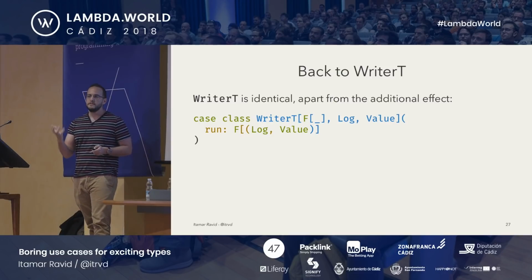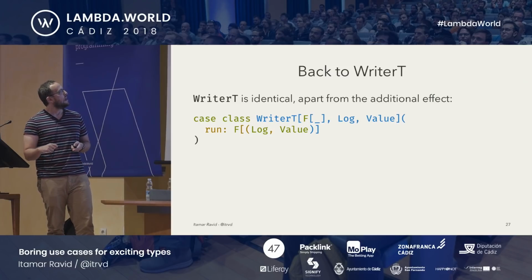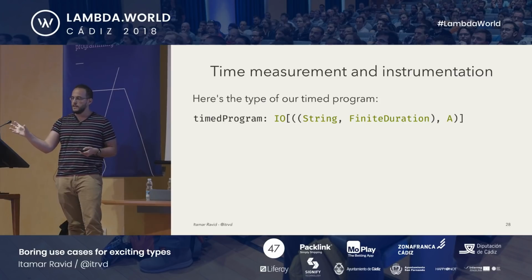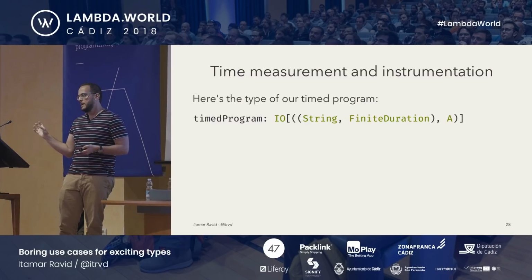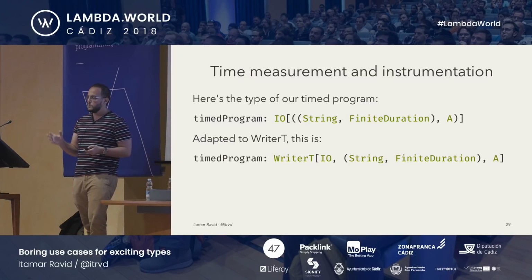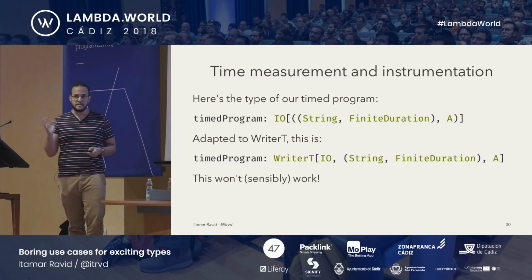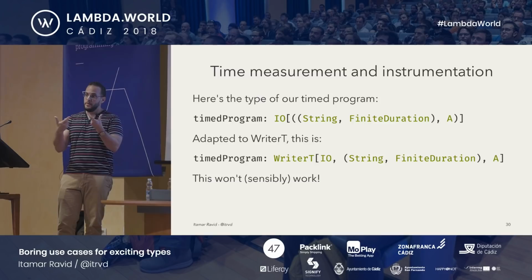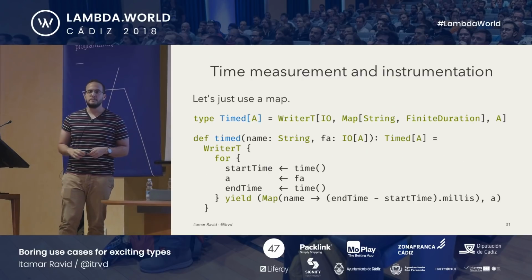So back to WriterT, this is identical, except we have the underlying effect. And the type of our time program is this. It's a timed program of IO of a tuple of string and finite duration and an A. And if we adapt this to WriterT, this will be a WriterT of IO, the tuple, and the A. Now, this won't sensibly work because, sorry, if you'd like to concatenate two tuples together, the two components will be concatenated pointwise. So this is not exactly what we're looking for, so let's just use a map instead.